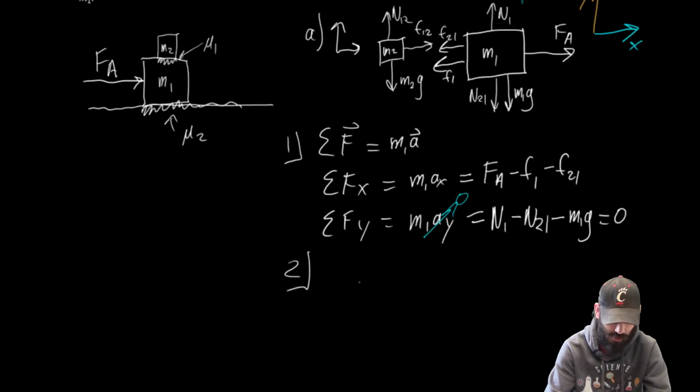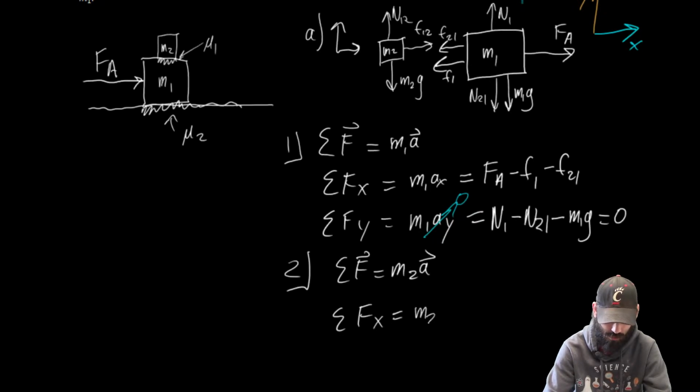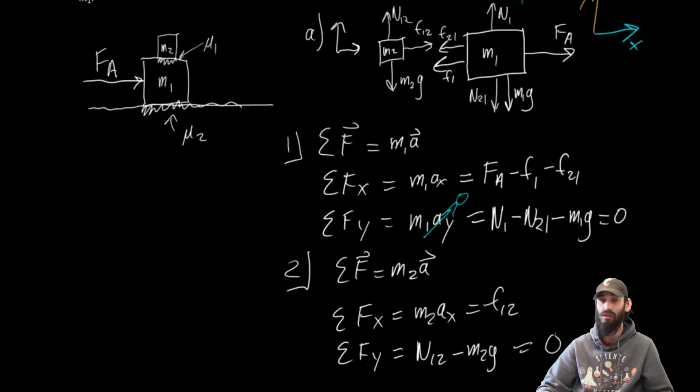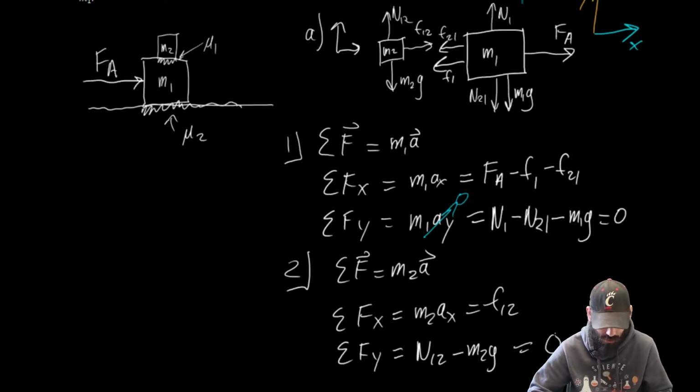So for our second block, sum of forces is equal to mass times acceleration. Sum of the forces in the x direction is going to be equal to M2AX, which is going to be equal to, actually this one only has one force. This is the force F12. Sum of forces in the y direction is going to be equal to N12 minus M2G. And this one, again, is equal to 0 because the acceleration is going to be 0. Okay, so the next thing we want to do is solve for N12 and solve for N1.